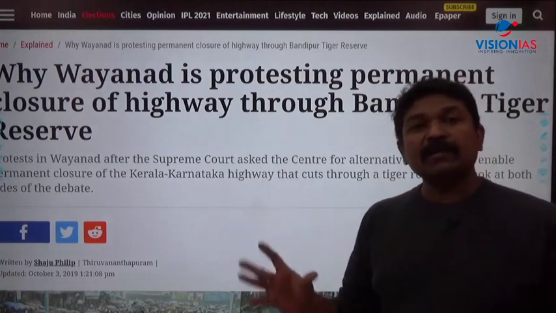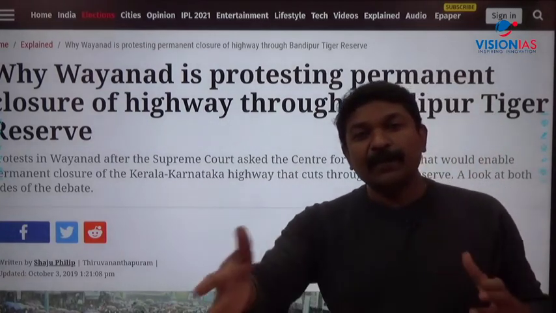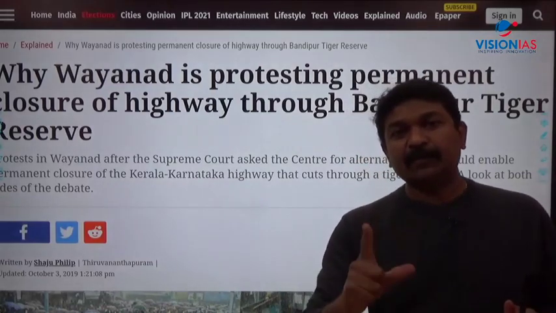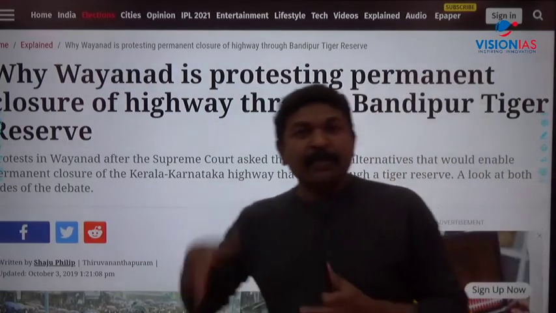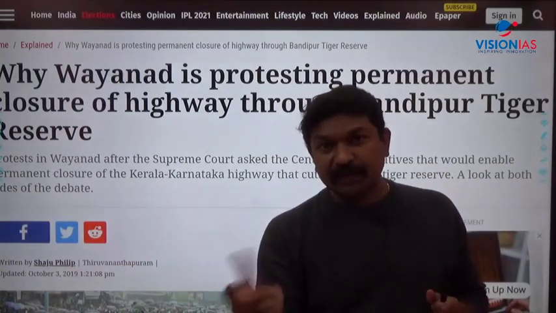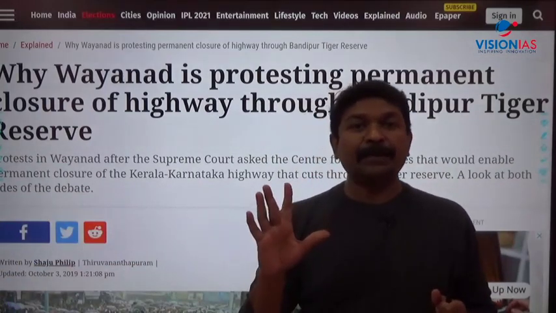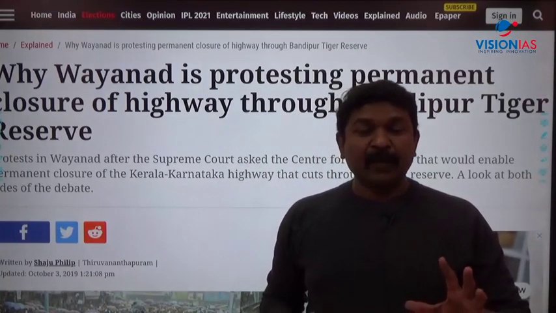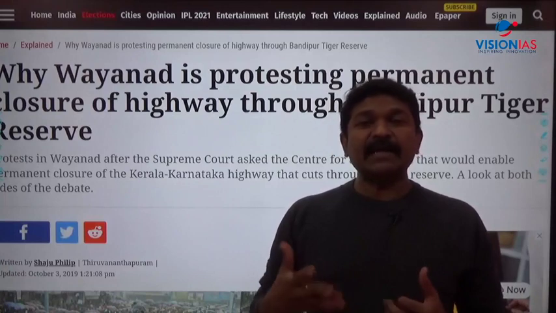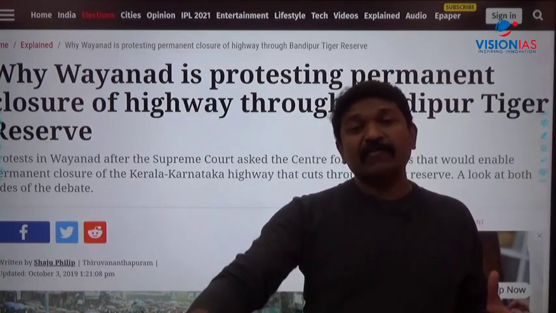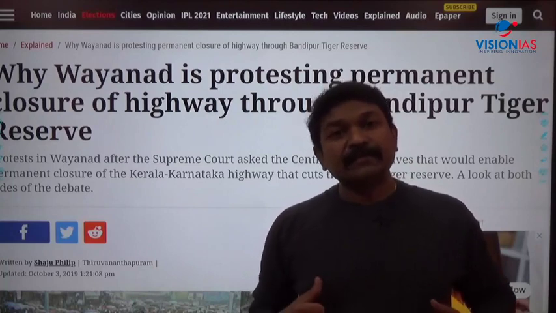What is the issue? It concerns the Bandipur Tiger Reserve of Karnataka. If you are entering Kerala from Bandipur, it is a tri-junction between Kerala, Tamil Nadu and Karnataka. From there you enter the Wayanad Tiger Reserve. What is happening at night is that the animals move very freely, even on the national highway, where they come and sleep.